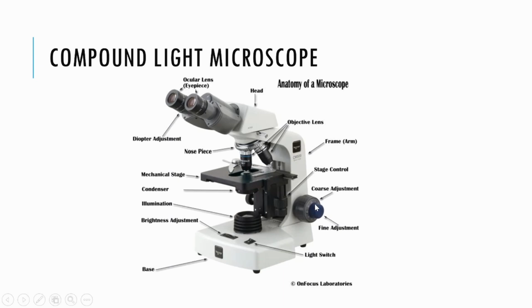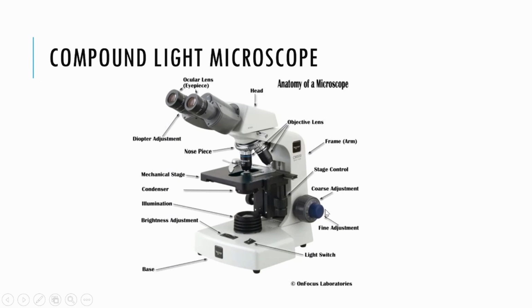And then we have the coarse adjustment knob and the fine adjustment knob. Now when you put your slide on the stage, it's not going to be perfectly focused. You're going to have to bring it into focus. You can do so by using the coarse and fine adjustment knobs over here on the sides. These knobs both will do the same thing. They will move this stage up and down to help you bring the image into focus.